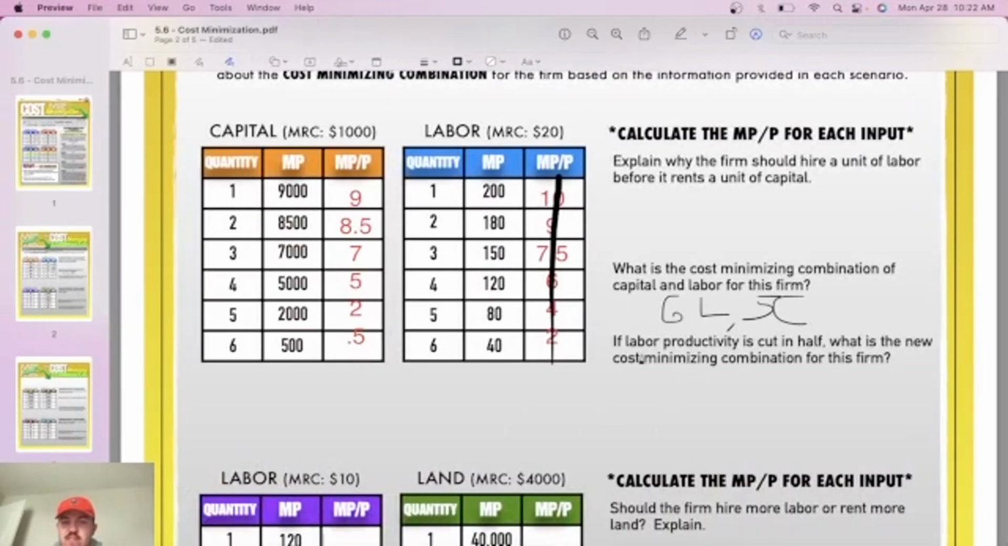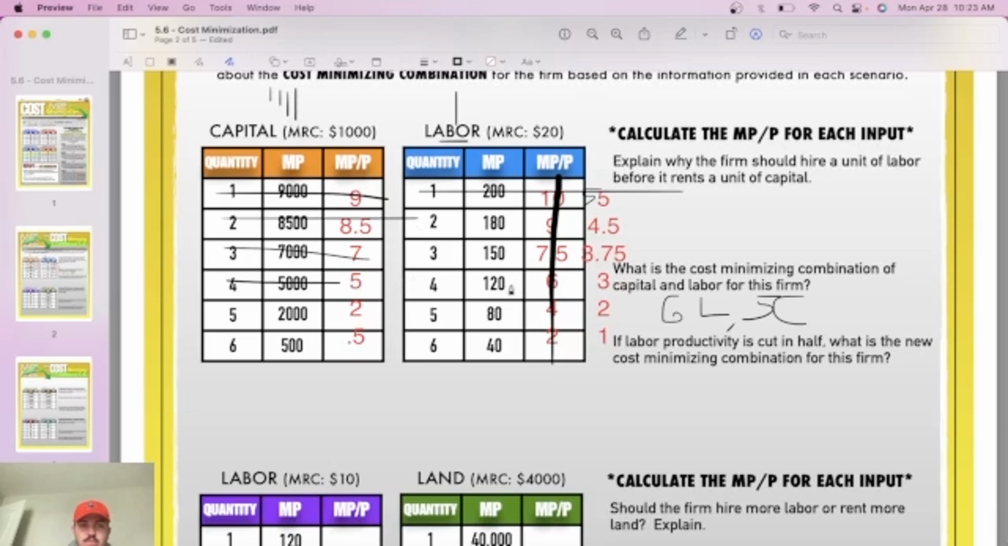And for this last one, it says, if labor productivity is cut in half, what is the new cost minimizing combination for this firm? So take the MP over P, and we're going to divide each of those in half because productivity got slashed. The MRCs for labor, because it got cut in half, so let's do the same thing. Okay, so we'll take capital, capital, capital. Okay, I'm seeing another one right here. Okay, we'll go labor. So 3 capital, 1 labor.